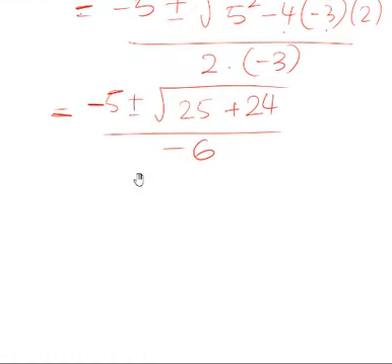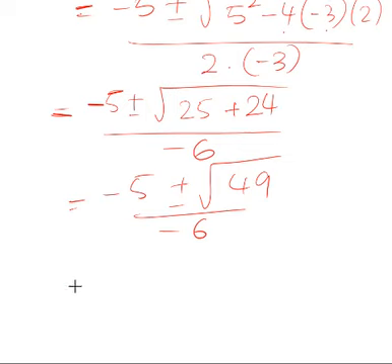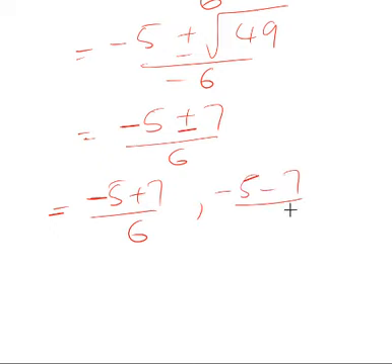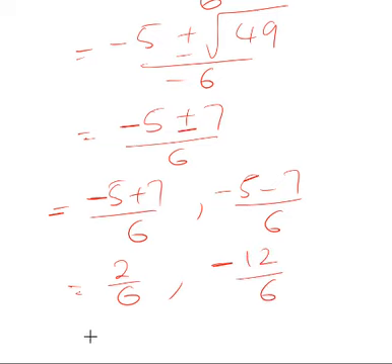So this is equal to -5 plus or minus root 49 over -6, that is equal to -5 plus or minus 7 over 6. That means this one can have two solutions. First one is -5 plus 7 over 6 and the other is -5 minus 7 over 6, that is equal to 2 over 6 and -12 over 6, that is equal to 1 over 3 and -2. Okay, so these are the two solutions for this quadratic equation.